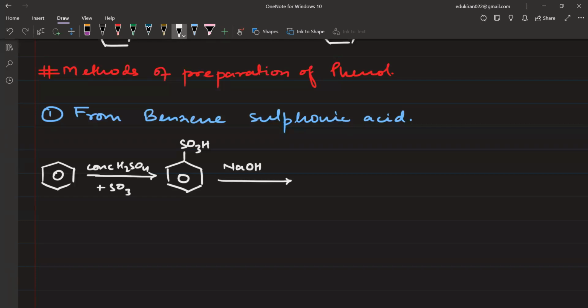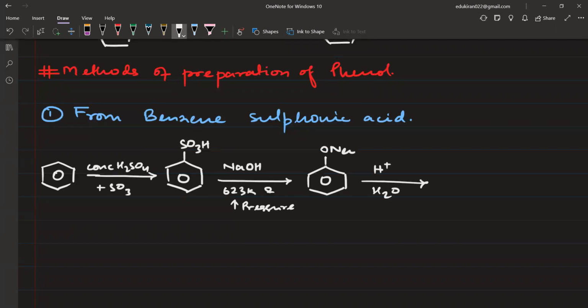Then, followed by treatment with sodium hydroxide at high temperature, around 623 Kelvin, and high pressure also. We get here ONa, sodium phenoxide ion. Oops, sorry, not any ON. Now further treatment of sodium phenoxide with HCl or any protic acid in the presence of water is going to replace this ONa by OH. So Na is going to be replaced by OH.